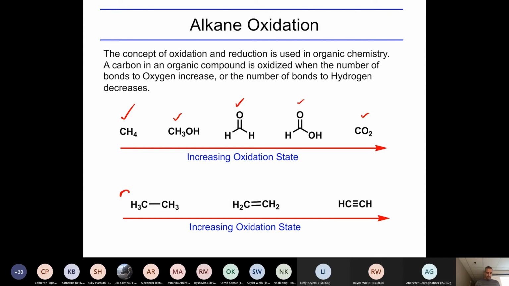Another way, if you look at this, each carbon in ethane here has 3 bonds to hydrogen. If you remove H2 and make a double bond, each carbon only has 2 bonds to hydrogen, or in this case, 1 bond to hydrogen. And so going up this way is also considered oxidation. So either removing hydrogens or adding bonds to oxygen.